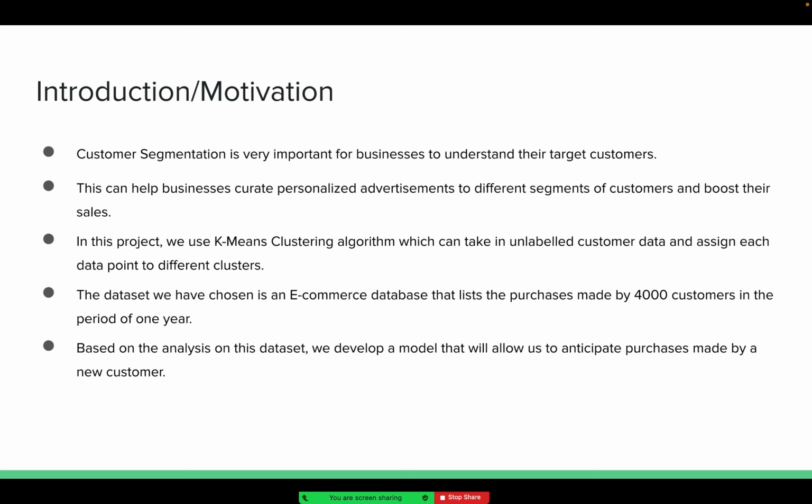So customer segmentation is really important for businesses to understand their target customers and their target audiences, and it can help businesses curate personalized advertisements to different segments of customers. So in this project, we use a K-means clustering algorithm, which takes in unlabeled customer data and assigns each data point to different clusters. And then we chose an e-commerce database that lists purchases made by 4,000 customers over the span of a year. And then based on the analysis in this data set, we can develop a model that would allow us to anticipate purchases made by a new customer.